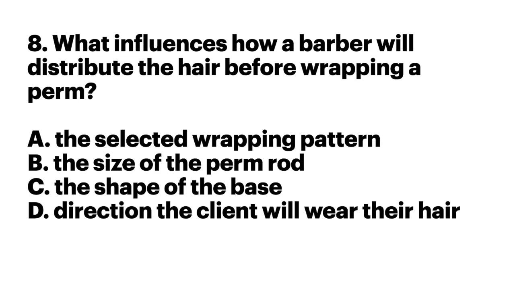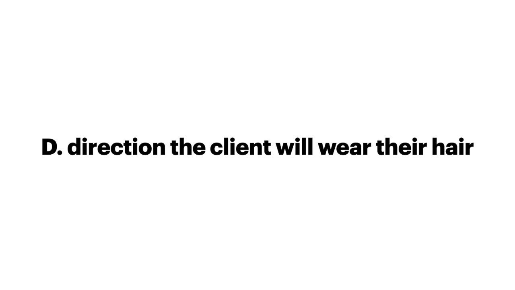Number 8, what influences how a barber will distribute the hair before wrapping a perm? A, the selected wrapping pattern. B, the size of the perm rod. C, the shape of the base. D, direction the client will wear their hair. The answer is D, direction the client will wear their hair.